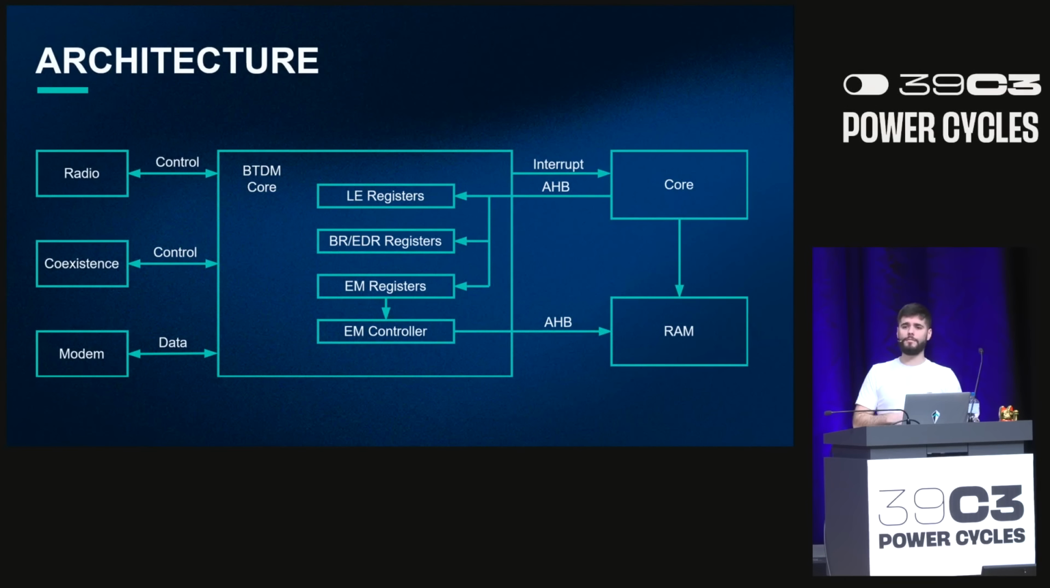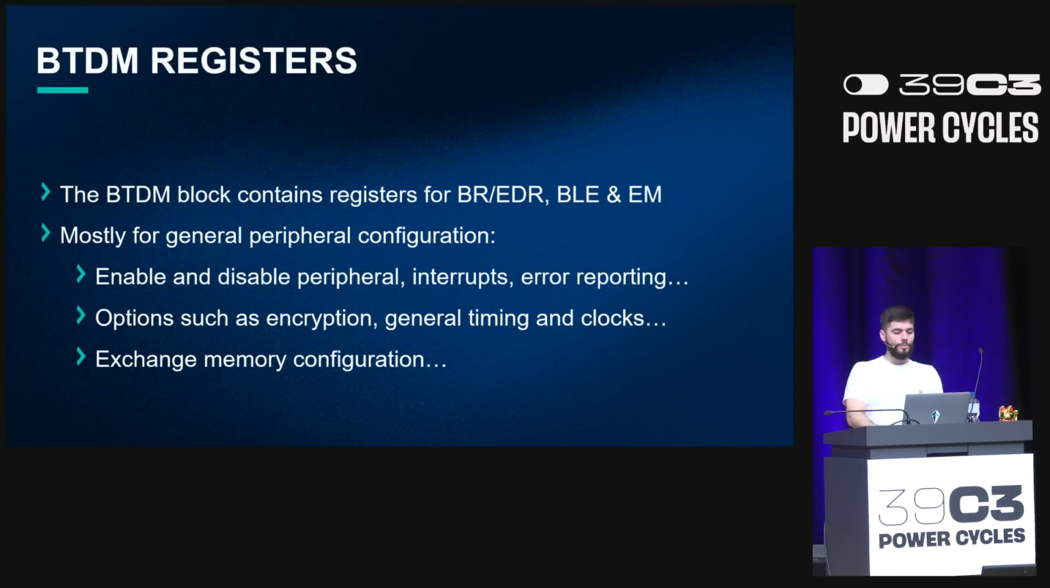So there's an interrupt line, which the Bluetooth uses to notify the main core that something has happened or needs to be handled. The core is able to read and write to some registers that are inside the peripheral. Those are for general configuration of the peripheral. And then the peripheral also has a memory controller inside that is able to read and write from RAM. That will be the main channel for exchanging information. Okay? So this Bluetooth dual mode core contains registers for configuration.